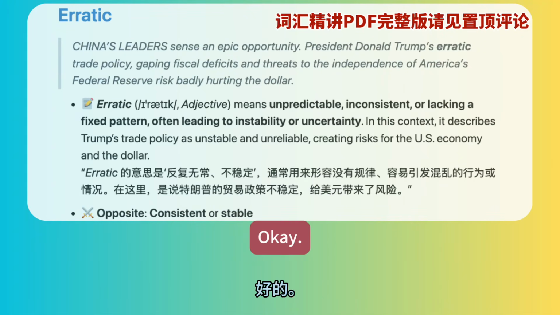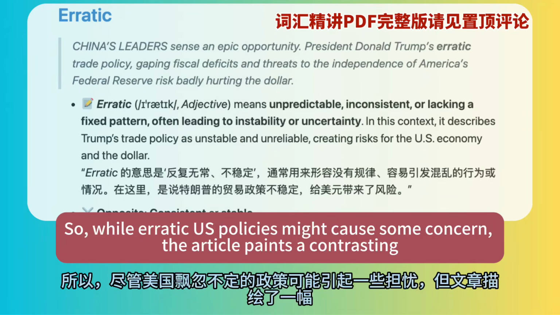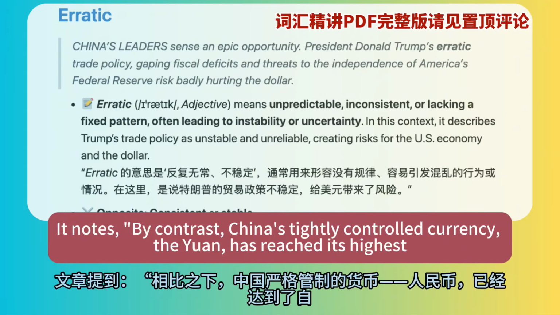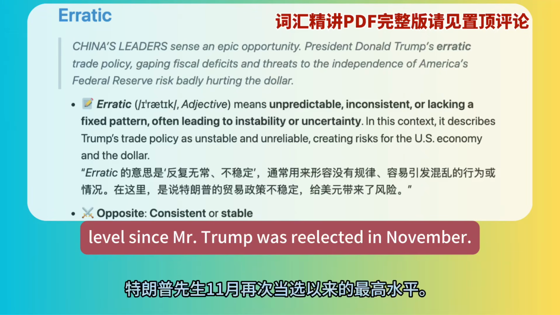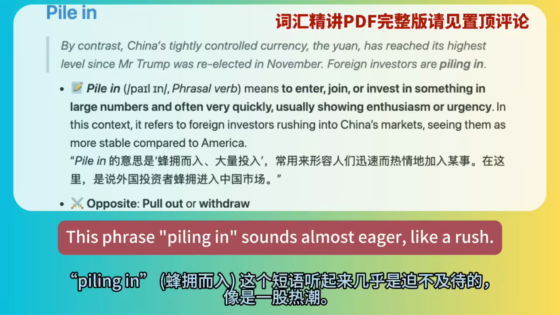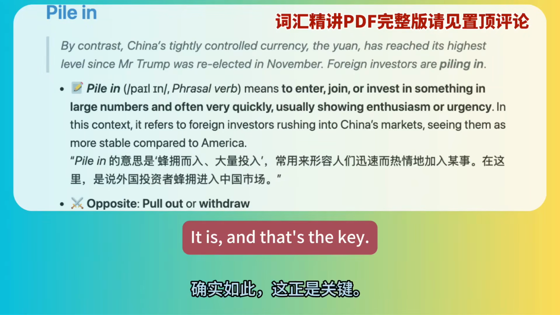Okay. So while erratic U.S. policies might cause some concern, the article paints a contrasting picture regarding China. It notes, "By contrast, China's tightly controlled currency, the yuan, has reached its highest level since Mr. Trump was reelected in November. Foreign investors are piling in." This phrase, piling in, it sounds almost eager, like a rush. It is, and that's the key.